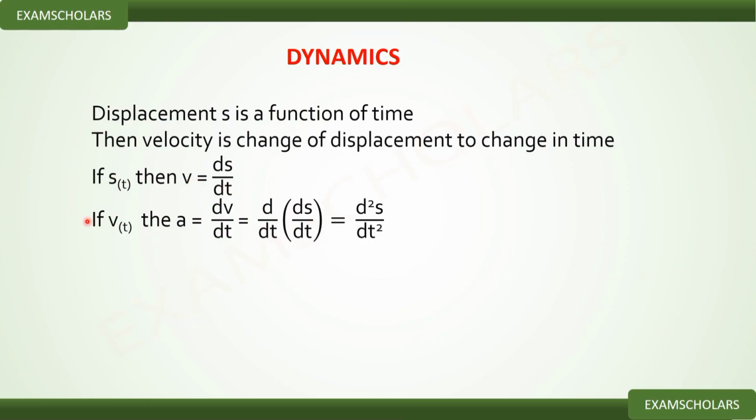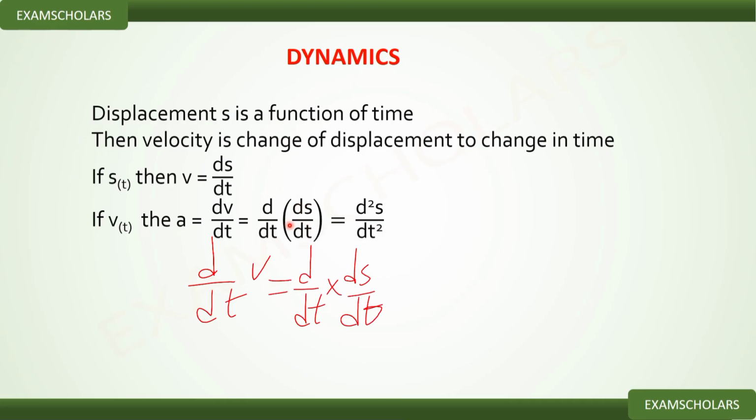That knowledge, we can use it to find another thing, which is called acceleration. If velocity is a function of time, then acceleration will be change in velocity divided by change in time. So you differentiate velocity with time to get acceleration, that is dv over dt. To find the differentiation, you know that velocity is ds over dt.